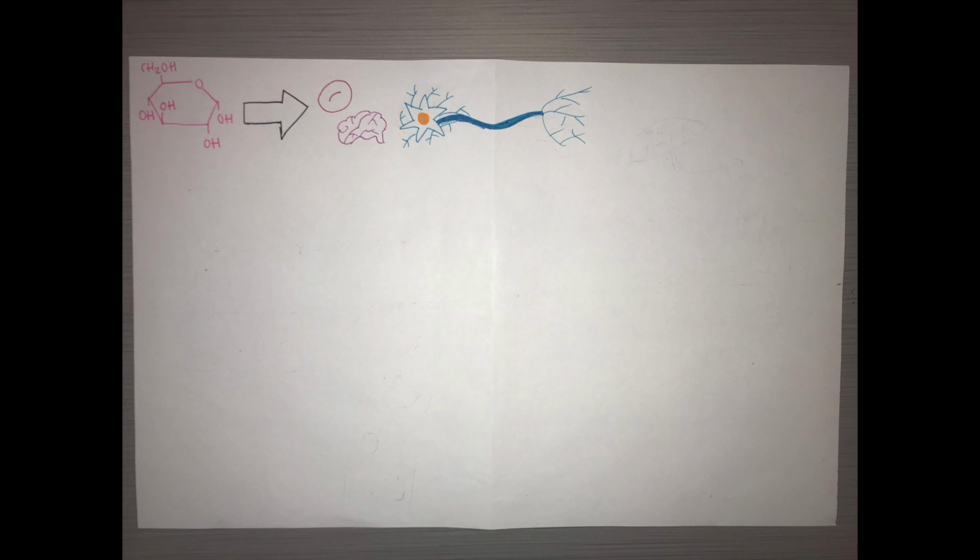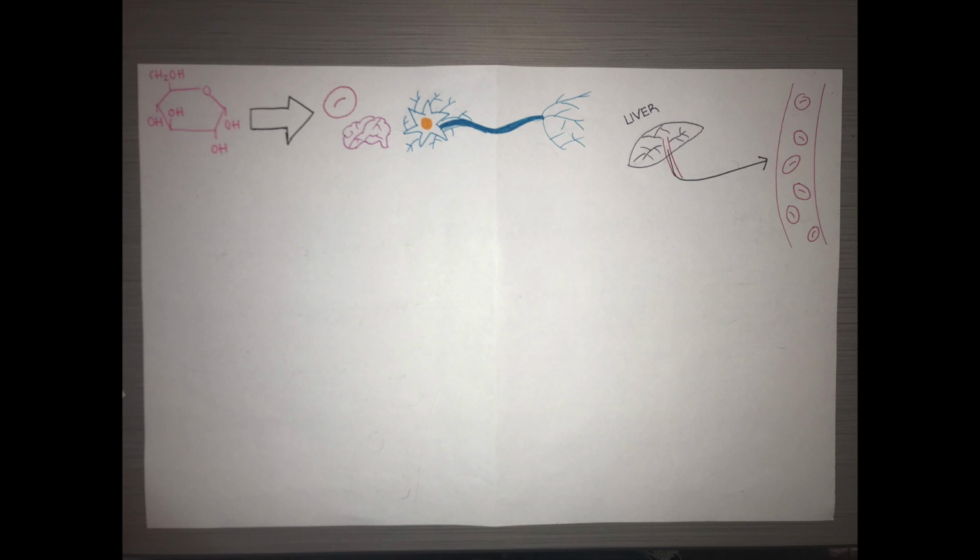However, when carbohydrate intake is low, the body uses gluconeogenesis. Gluconeogenesis is the hormone-triggered process of glucose synthesis from non-carbohydrate sources. Most of this process takes place in the liver, and the glucose formed is then released into the bloodstream.